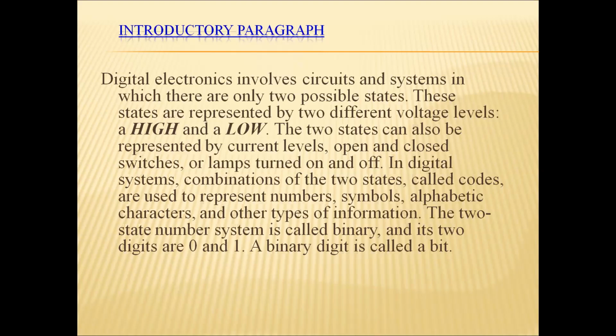Because it is used to represent numbers, symbols, alphabetic characters, and other types of information using the same codes. So it is a two-state number system, which I call binary, and it is either 0 or 1. Either it is off or it is on. Off can be represented as 0, and on can be represented by 1 in a positive logic system, and contrary, off can be represented as 1 and on can be represented by 0 in a negative logic system.